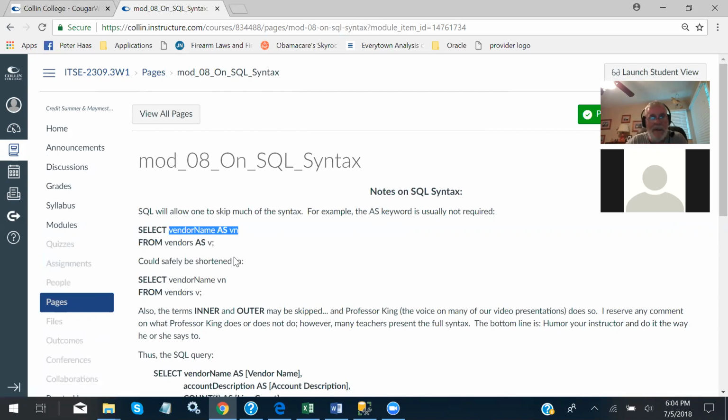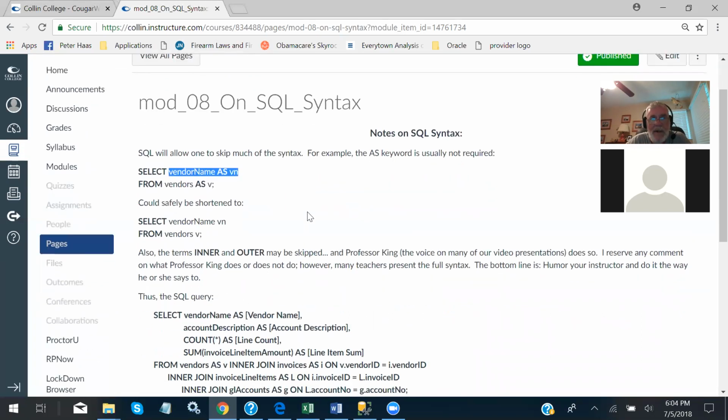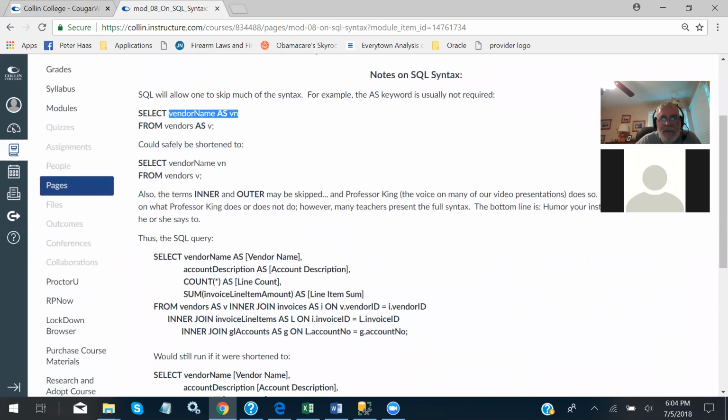Personally, I think it's better to go ahead and use the full syntax. The terms inner and outer may be skipped, and in many of our presentations, they do so. Many teachers present the full syntax. I present the full syntax, and I would like for you to do it. Thus, this query says select vendor name as vendor space name. Note that these square brackets are only required if you have a space in the alias name.